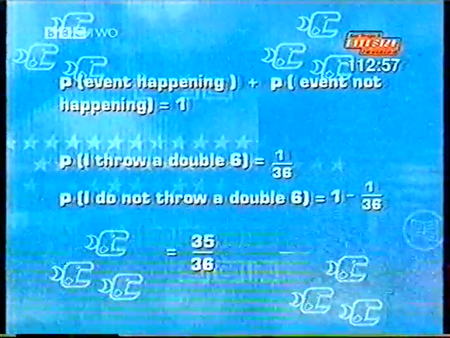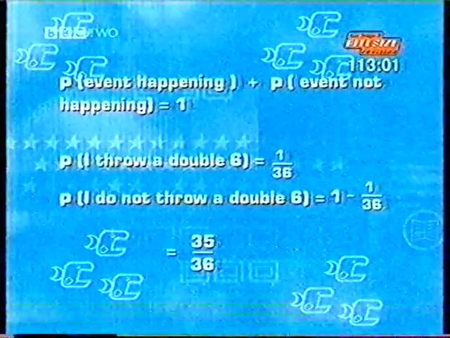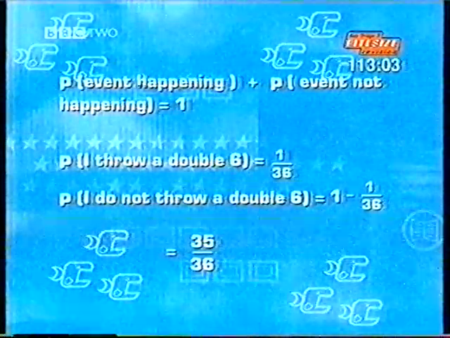Well, I know the probability of an event happening plus the probability of it not happening always adds up to 1. So if the probability that I will throw a double 6 is 1/36, the probability I will not throw a double 6 must be 1 minus 1/36, which is 35/36.